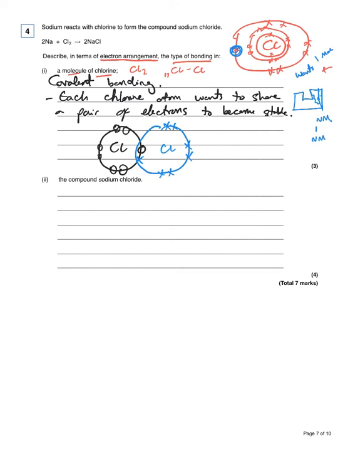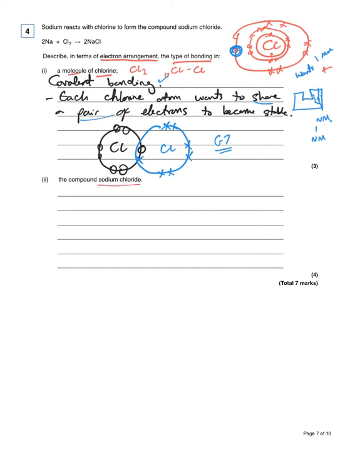Let's check if I've got 3 marks. I've said it's covalent bonding. I've said they want to share a pair of electrons, and I've given a diagram. I've explained that chlorine's in group 7, therefore it's got 7 electrons on the outer shell. Happy with that for 3 marks.